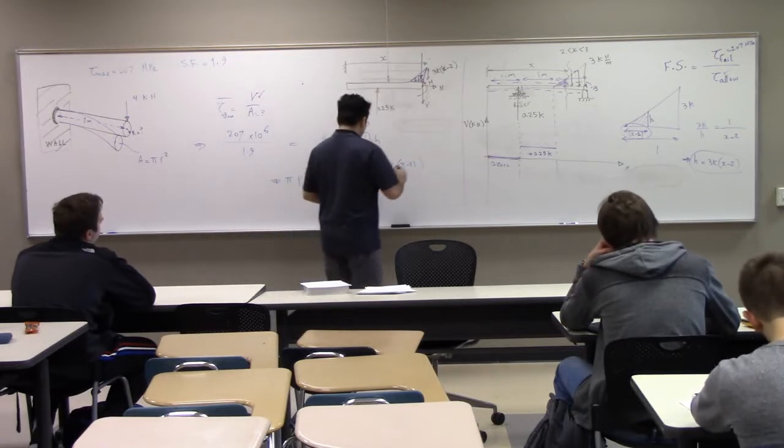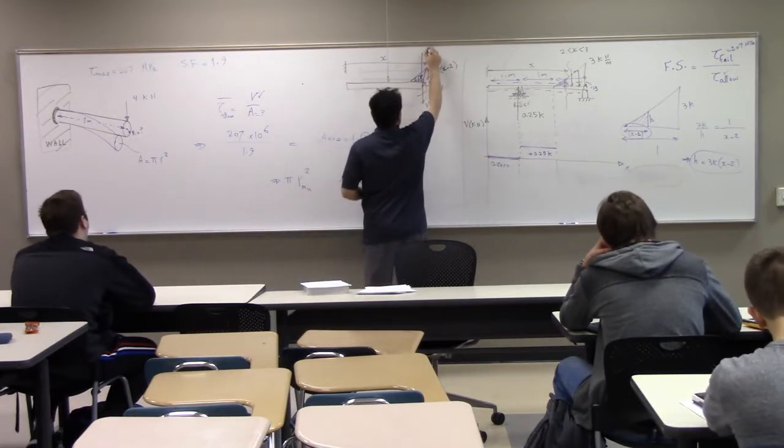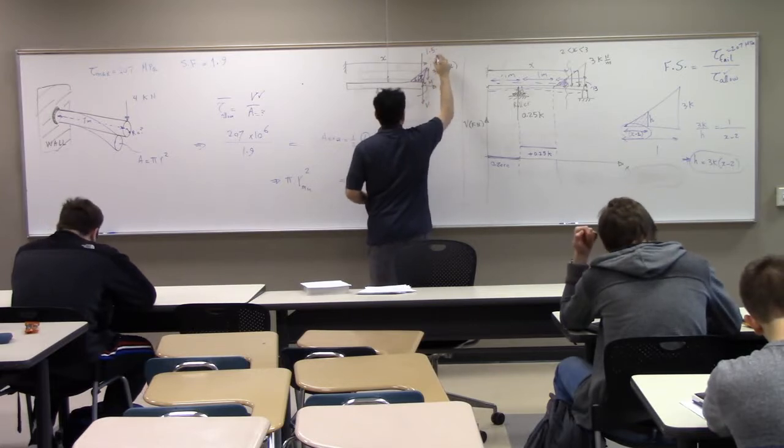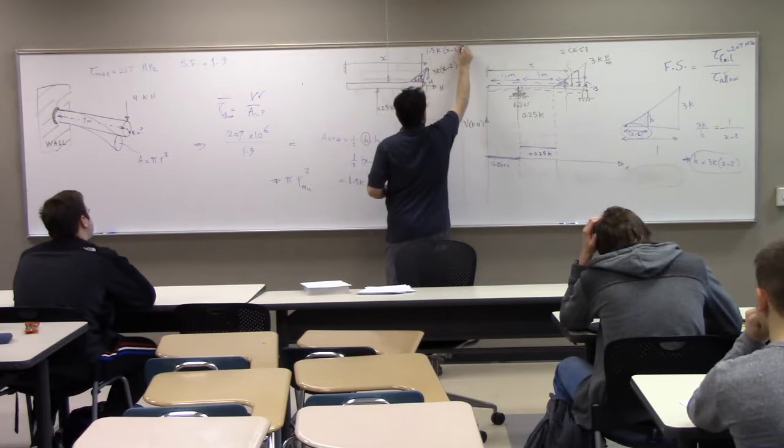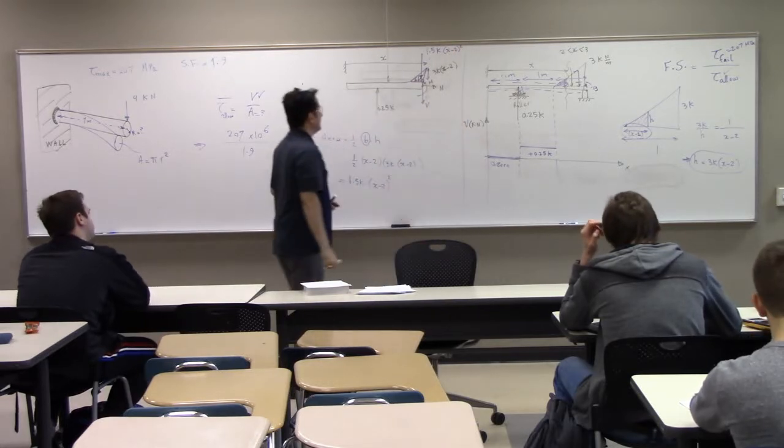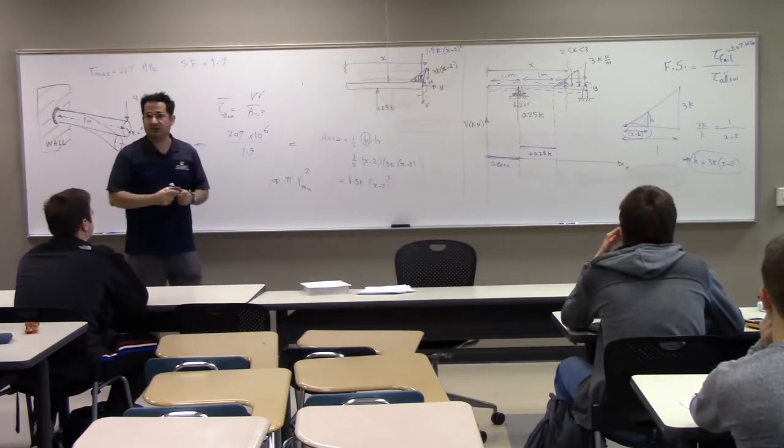So let's put it here. The shear load becomes 1.5K times x minus 2 squared. And where is the location?